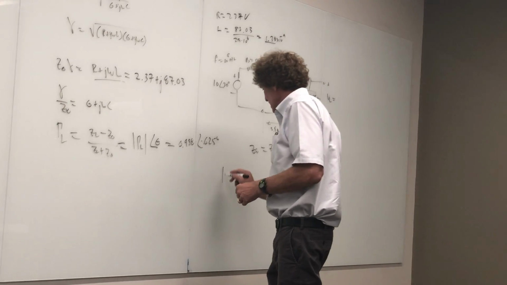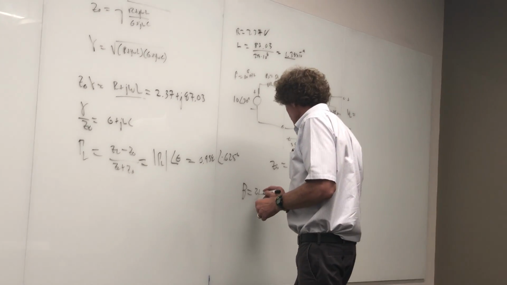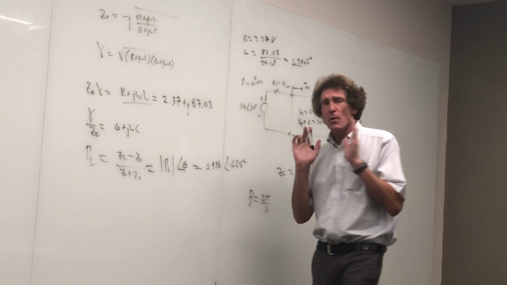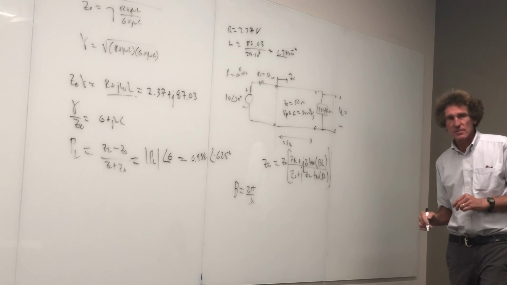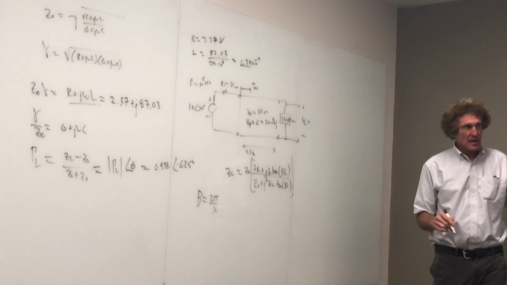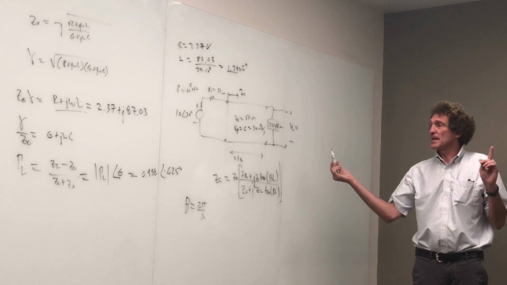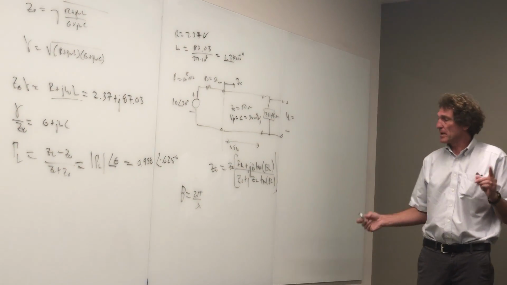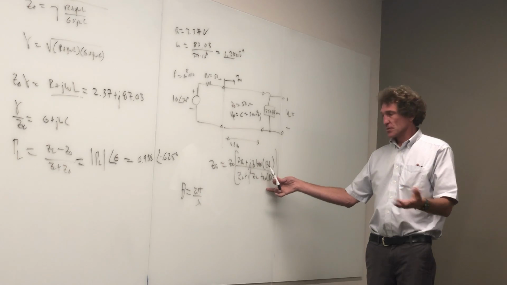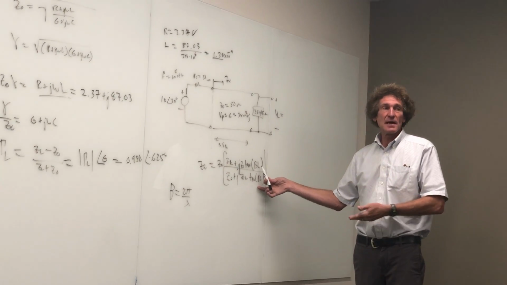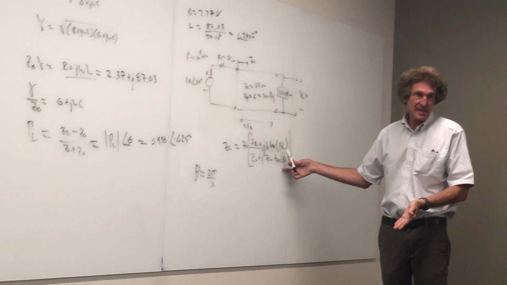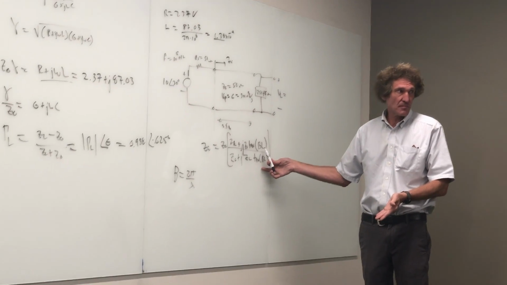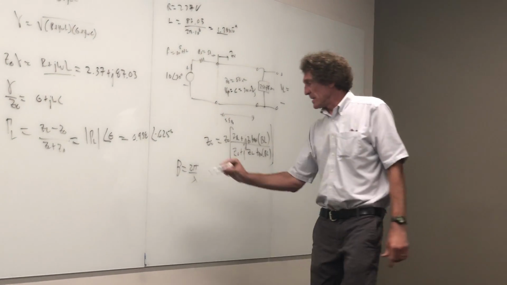Beta is equal to 2 pi over lambda. Almost always put beta in terms of lambda in this equation. Then figure the length of the line in lambda. That way beta is 2 pi over lambda times the length of the line in lambda. Maybe it's 4 lambda. The lambdas cancel. You got that, everyone? All right, so that's beta.